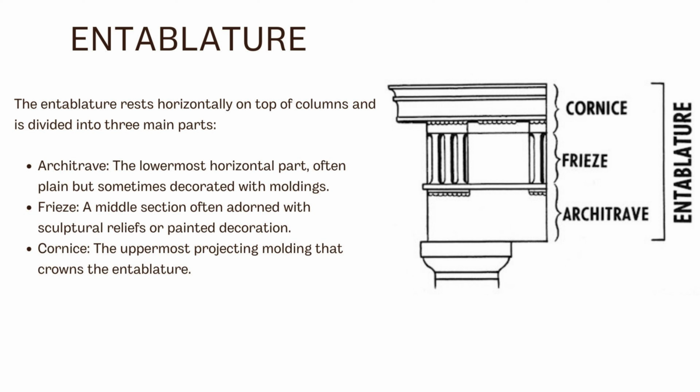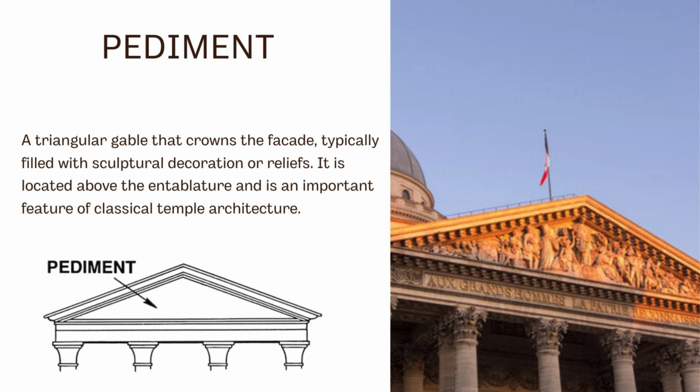Third is the pediment, a triangular gable that crowns the facade, typically filled with sculptural decoration or relief. It is located above the entablature and is an important feature of classical temple architecture.